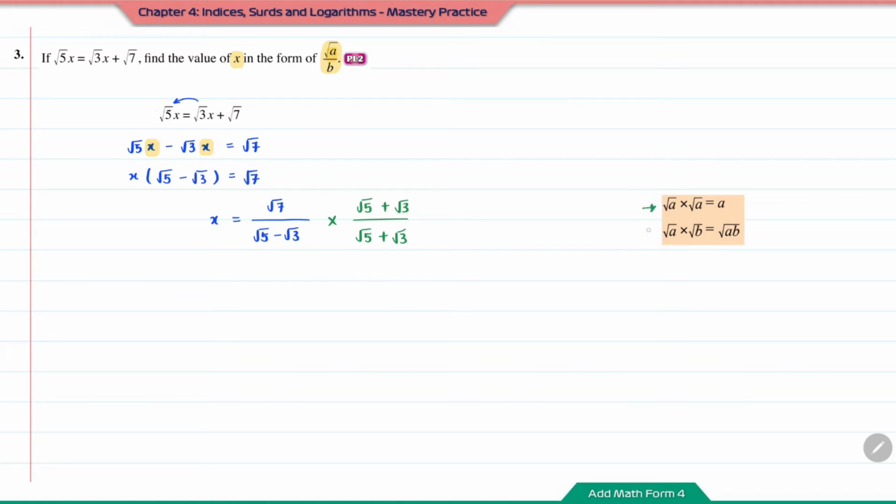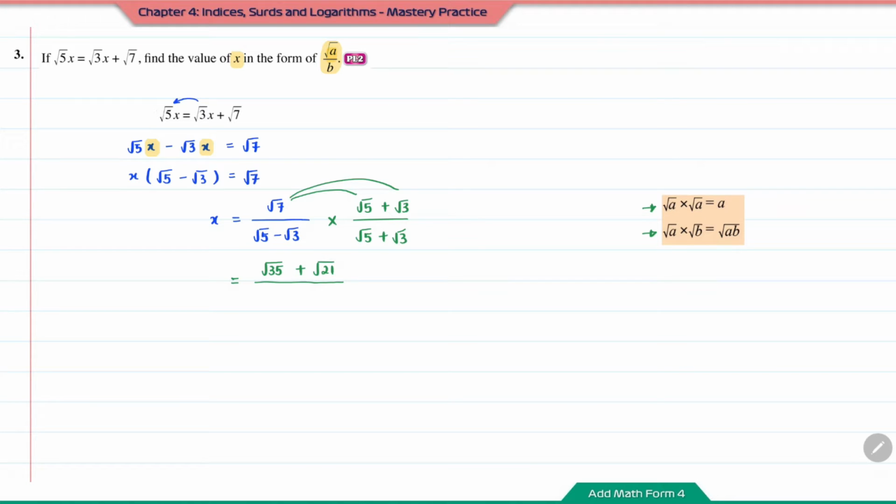Now, refer to this law of surds here. We can do the multiplication. So first, for the numerator part, it's going to be square root of 7 times square root of 5, which will give you the answer of square root of 35, plus square root of 7 times square root of 3, which is square root of 21.